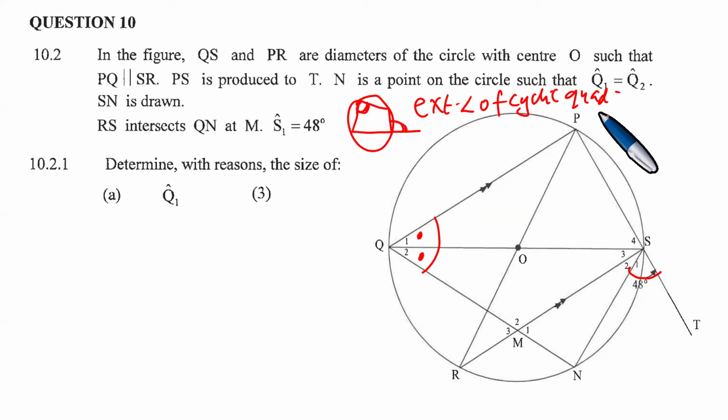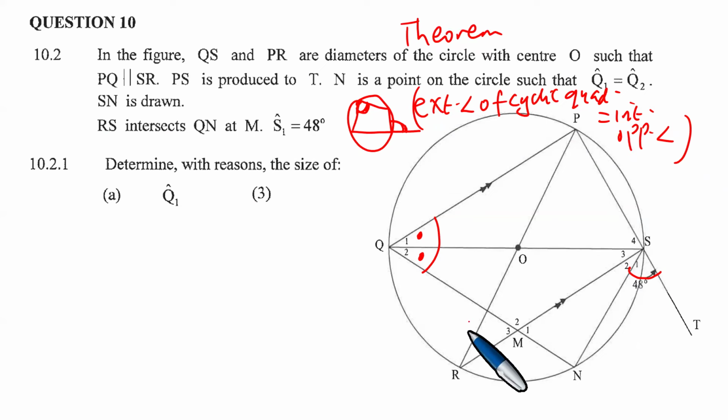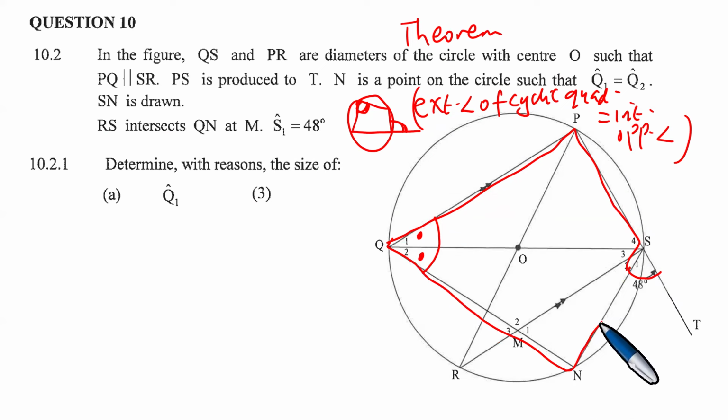Exterior angle of cyclic quad equals interior opposite angle. It's a theorem, or a law. And that is what the examiner wants us to use, because we are seeing a cyclic quad here. This cyclic quad is just this way, and it goes around like this. They've given us this angle here that sits inside the circle.